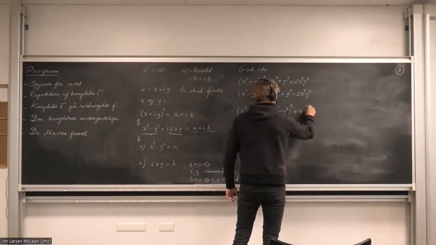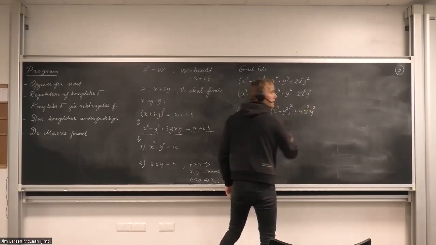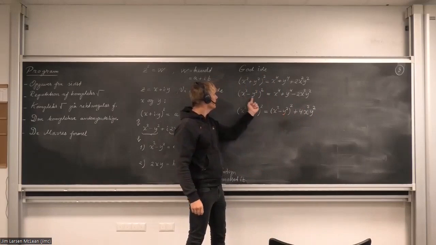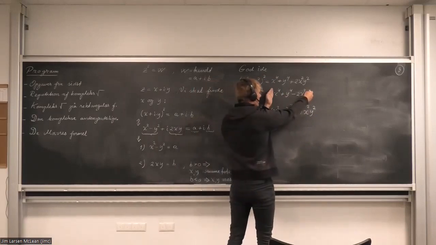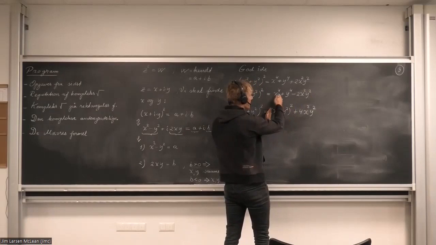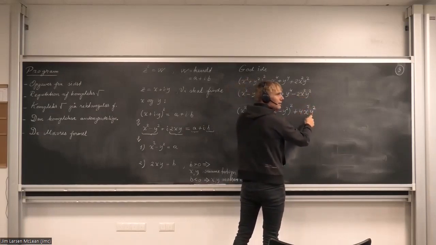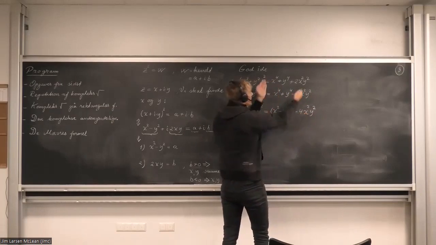Can you see it? Because if I calculate this part, what will it give us? This here gives us that. And if you take this and copy paste it down here instead, what we'll have is x to the 4th plus y to the 4th minus 2x squared y squared plus 4x squared y squared. It amounts to just x to the 4th plus y to the 4th plus 2x squared y squared. That's what's written there as it was.